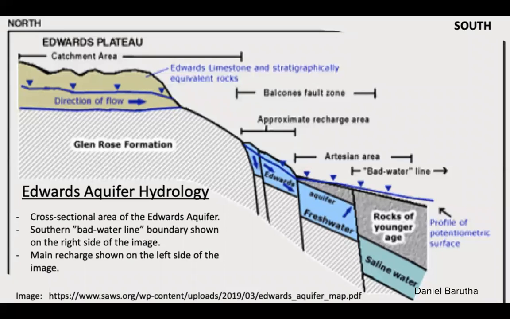Here's another cross-sectional diagram giving us more of a horizontal view of what's going on in the Edwards Aquifer. The aquifer is primarily recharged by streams and rivers that originate from the Edwards Plateau. Three main river basins cross over the area: the San Antonio, the Guadalupe, and the Nueces River. All of the streams and rivers that cross over the Edwards Aquifer, except for the Guadalupe River, lose a substantial amount of water flow to the aquifer through joints, faults, and sinkholes. We can also get a good depiction of what the southern boundary of the aquifer looks like, the Bad Water Line, in this image here.